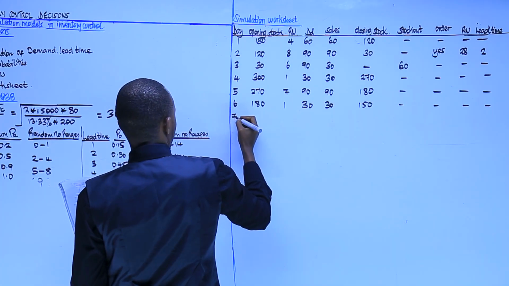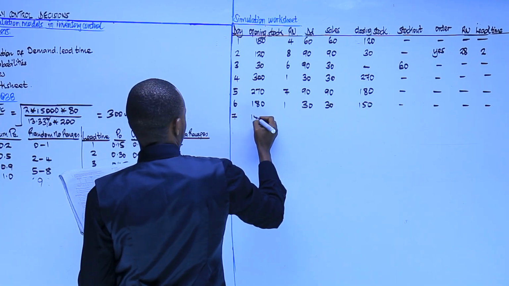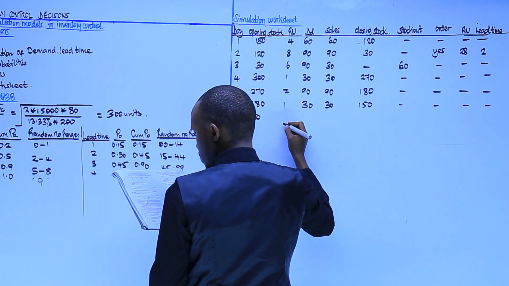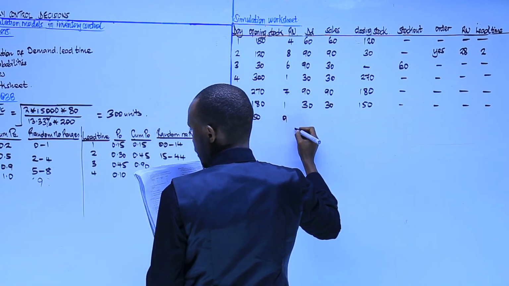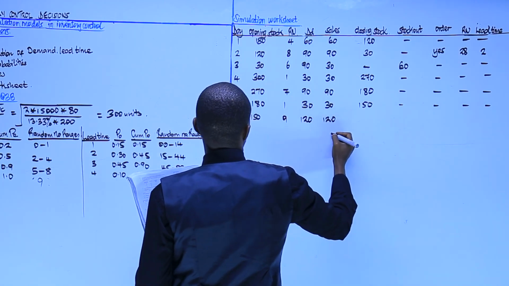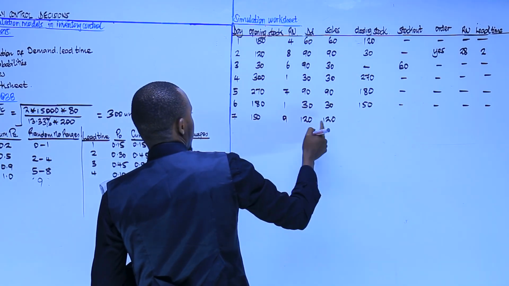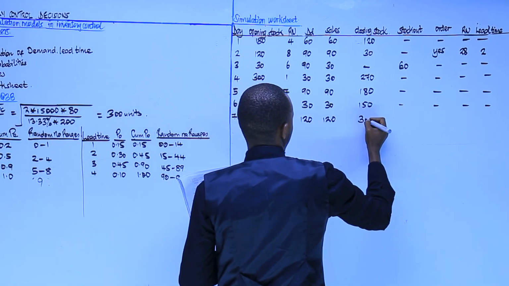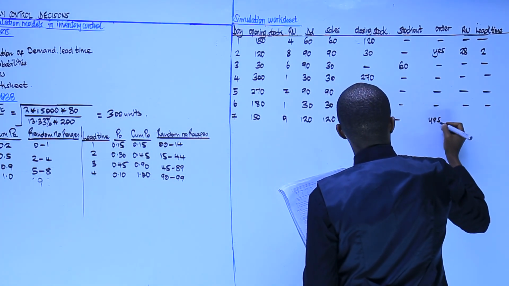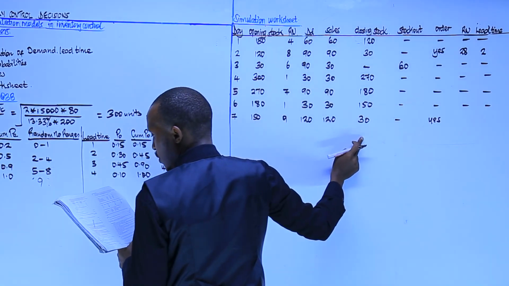No. Day 7, opening is 150. 9, 120. Sell the 120 because you have more than enough. This will give you 30. Any stock outs? No. But we need to order. Why? Because our closing stock is below our reorder level.